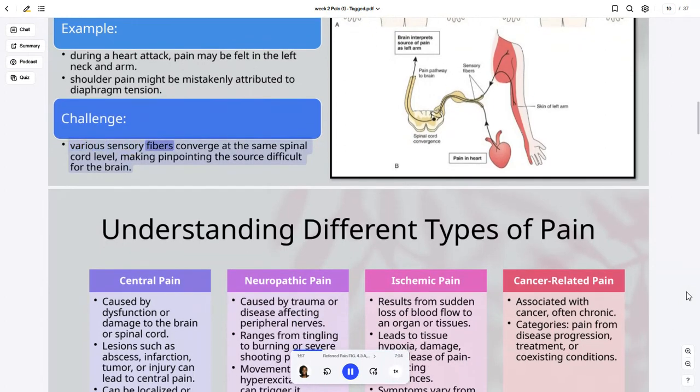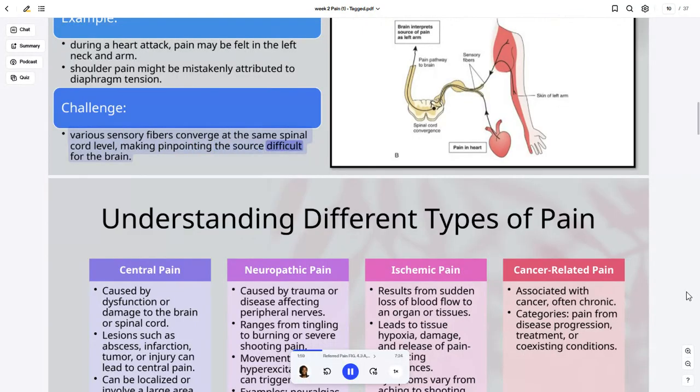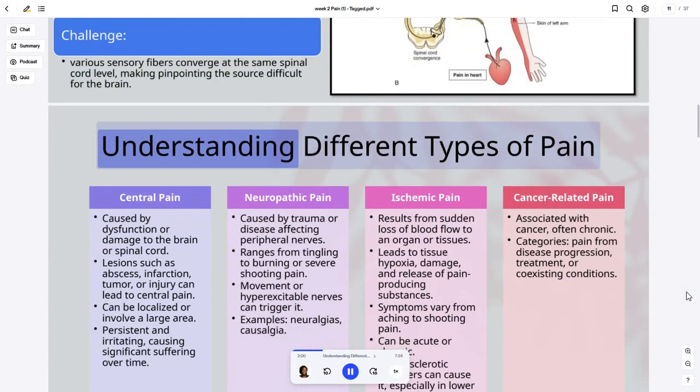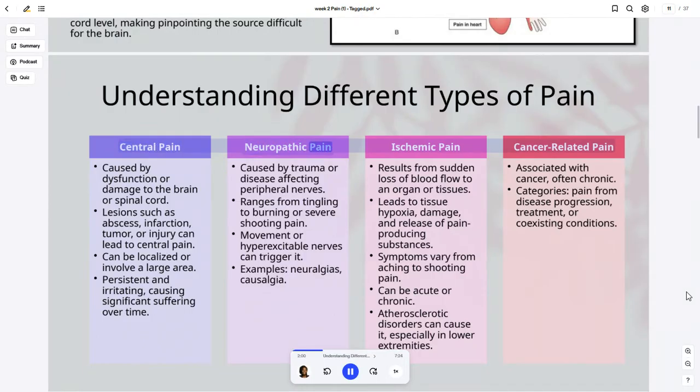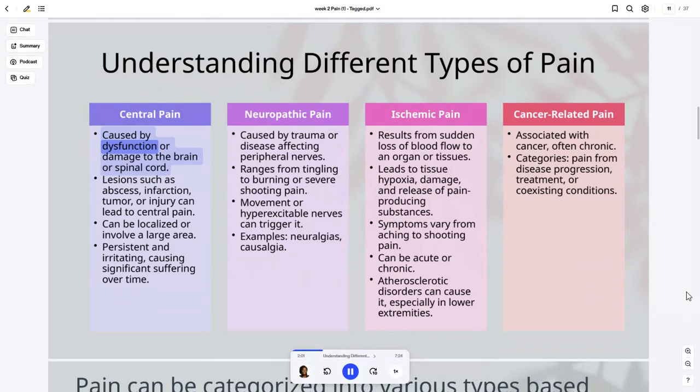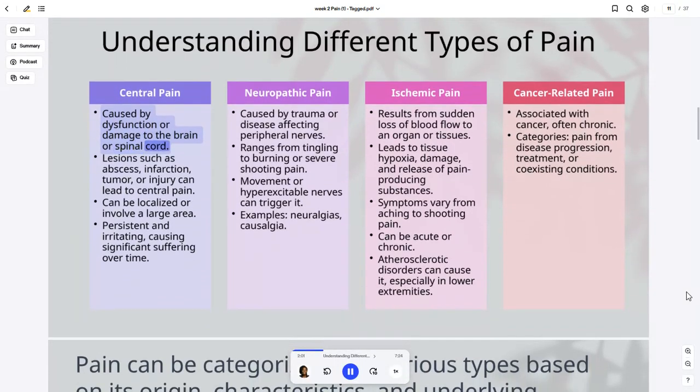Various sensory fibers converge at the same spinal cord level, making pinpointing the source difficult for the brain. Understanding different types of pain. Central pain, neuropathic pain, ischemic pain, cancer-related pain. Central pain is caused by dysfunction or damage to the brain or spinal cord.